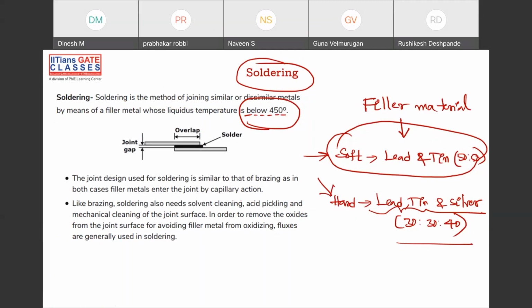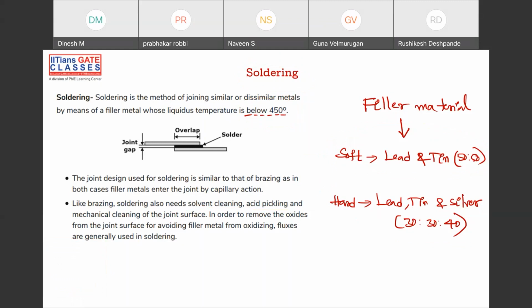There you have used borax, here you are using some solvents, some acid pickling, some kind of mechanical cleaning, rubbing it with emery paper. You rub it first so that it creates some roughness and clears the impurities, then adjust that clearance and put the solder, and it will suck it in. If you have done soldering, you'll know this very easily, you can relate to it.